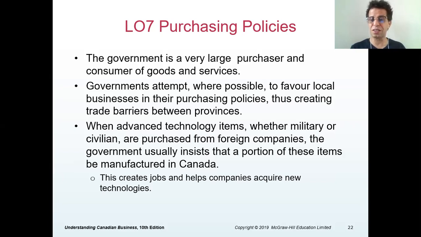Now, when advanced technology items, whether military or civilian, are purchased from foreign companies, which they do also, the government usually insists that a portion of these items be manufactured in Canada, or that the other country or company will buy back some goods from Canada. This creates jobs and helps the company acquire new technology.